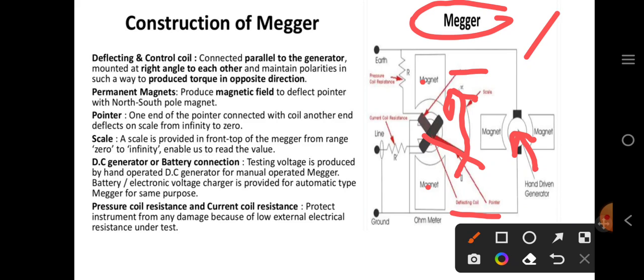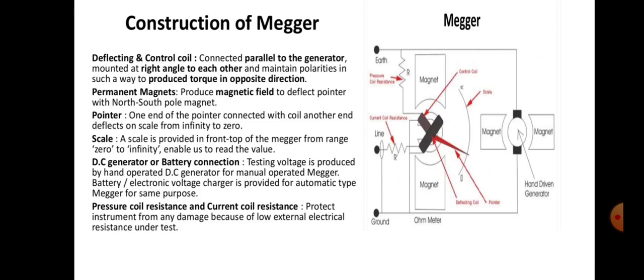Then the last point is the pressure coil resistance and current coil resistance. For the protection of the instrument from any damage because of low external electrical resistance under test, we have connected a resistance here, and again here there is one more resistance. So this is about the construction of the megger.